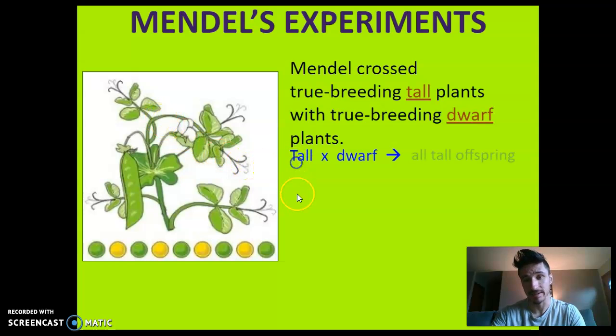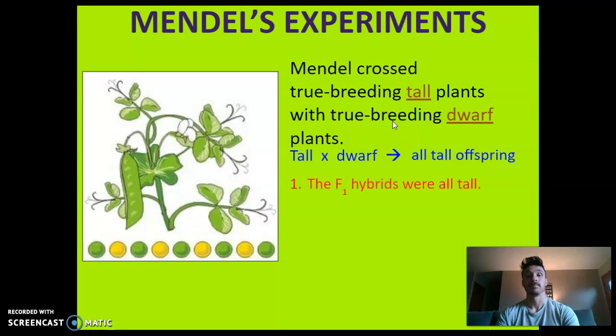This is how we would write that. And then Mendel got all tall offspring. Now, to you and I, that tells us right away that the tall allele for height is dominant over the dwarf allele for height. And the way we would write this is the F1 hybrids were all tall.